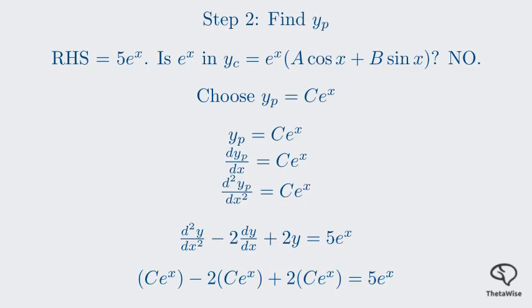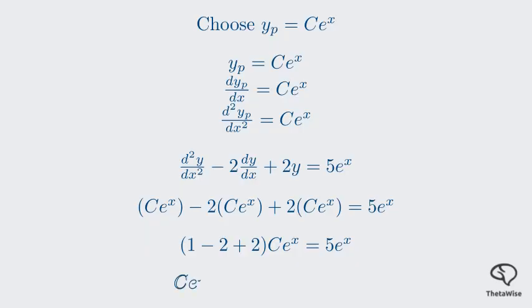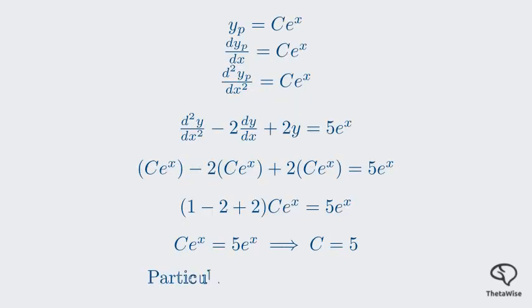Let's simplify the left side. We have 1 c e to the x, minus 2 c e to the x, plus 2 c e to the x. This simplifies to 1 c e to the x. So we have c e to the x equals 5e to the x. By comparing coefficients, we find that c must be equal to 5. This gives us our particular solution. yp equals 5e to the x. We're now ready for the final step. The final step is to combine our complementary and particular solutions to get the general solution.